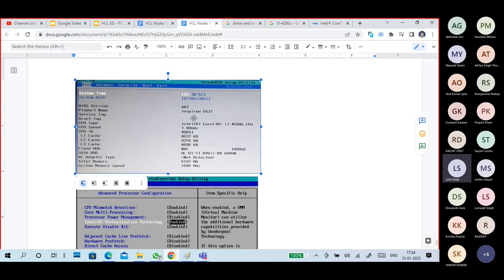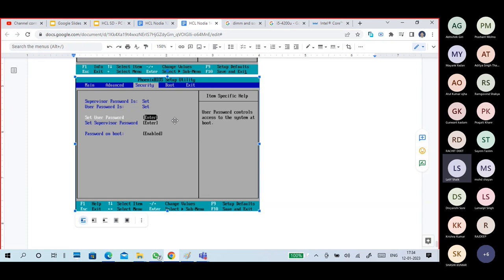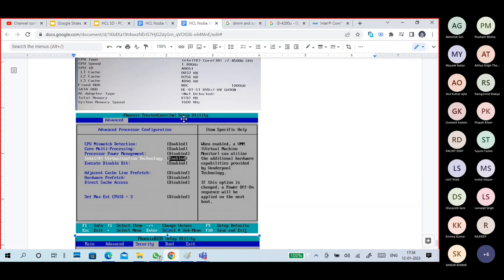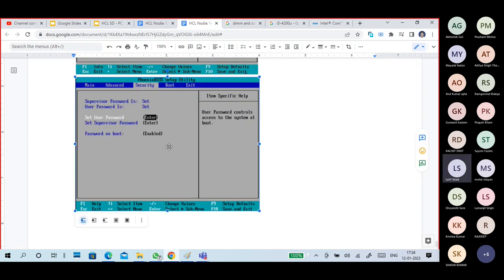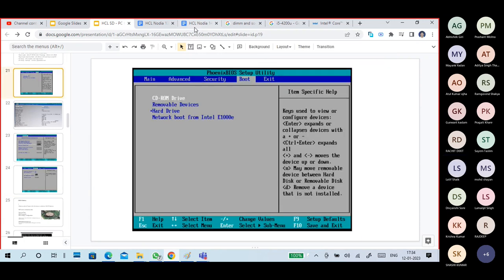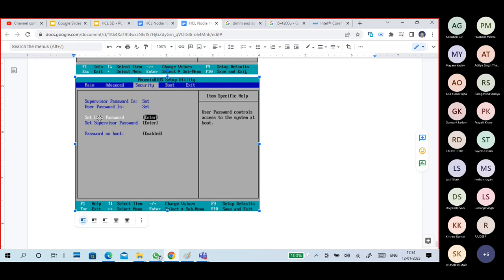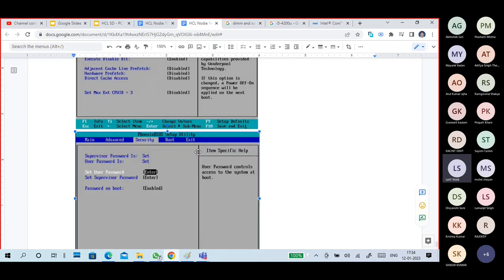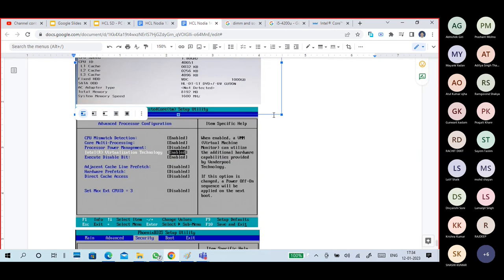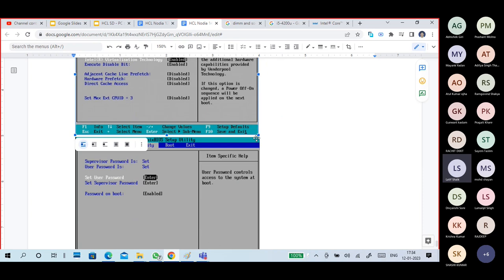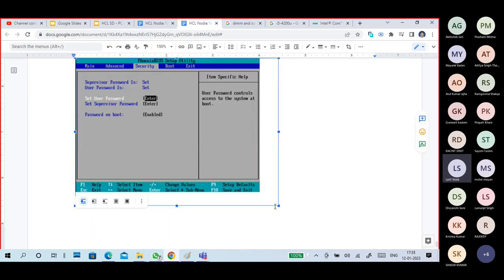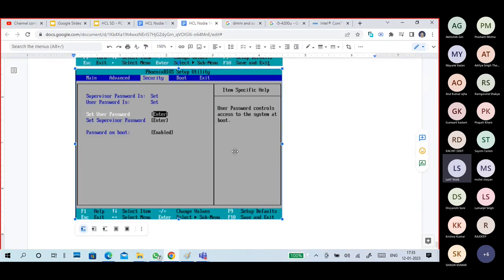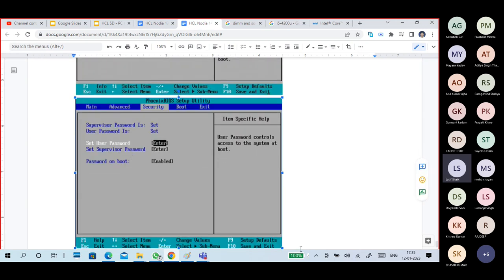So when I go to the BIOS setting, this is the first screen, advanced. This is security. Security means I'm giving a password, a user password and a supervisory password, in case someone wants to access or change my settings. When I change some settings and someone tries to change them, they must know the password to see or change the settings. Then only they can do it. So that is this user password.